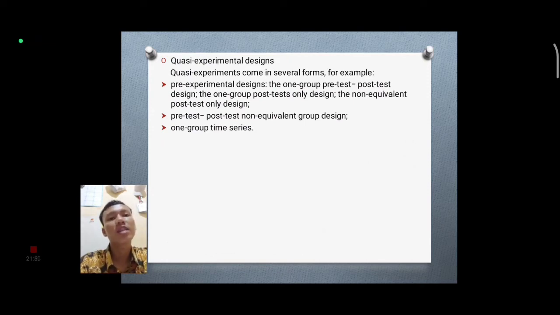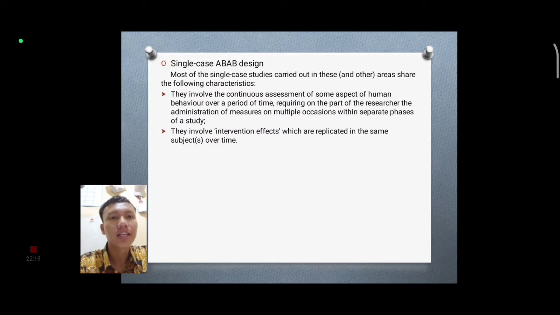Quasi-experimental designs. Quasi-experiments come in several forms. For example, pre-experimental designs: the one group pretest post-test design, the one group post-test only design, the non-equivalent post-test only design, the pretest post-test non-equivalent group design, and the last, one group time series. And single case AB design.